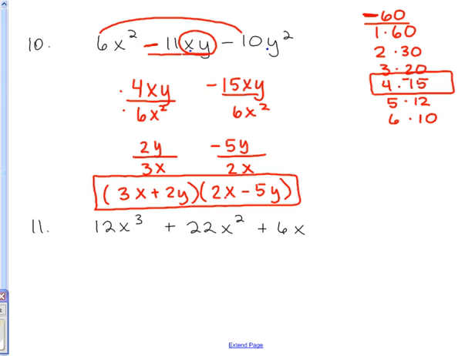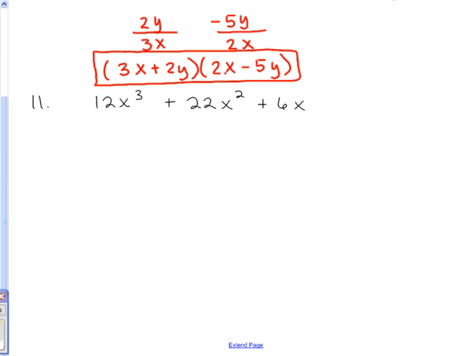All right, number 11, we have 12x cubed plus 22x squared plus 6x. Okay, it's in the right order. Do we have a common factor? Okay, the common factor that will divide into all of the terms would be 2, and they all have an x. So 2x into 12x cubed will be 6x squared. 2 into 22 would be 11x. 2 into 6 would be plus 3.